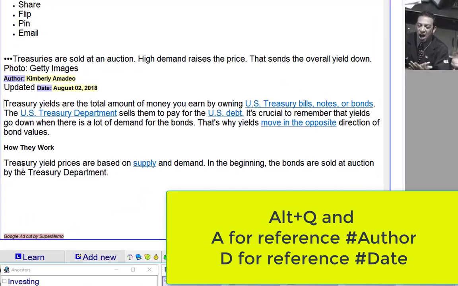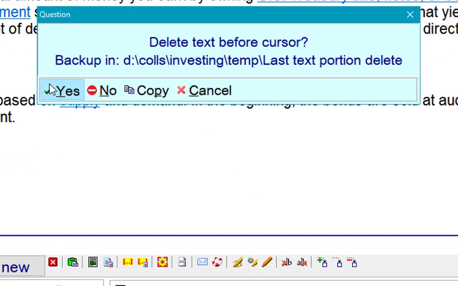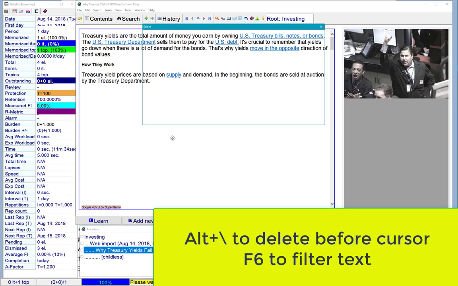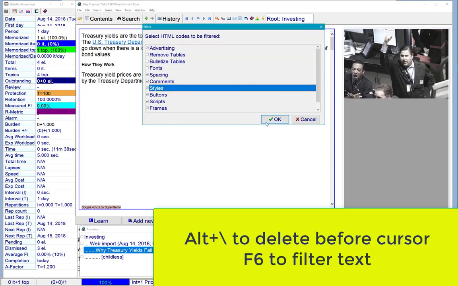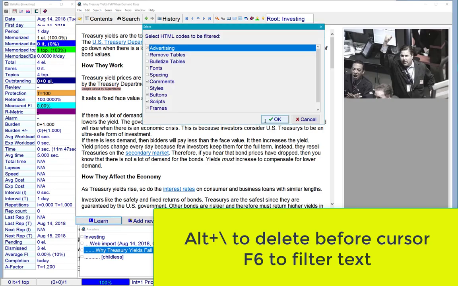So I will do delete before cursor. And have it cleaned up. Oh, I got some space in here. Maybe I'll just cut adverts and spacing and styles. Use a filter, F6.